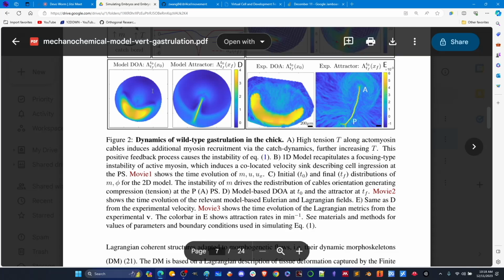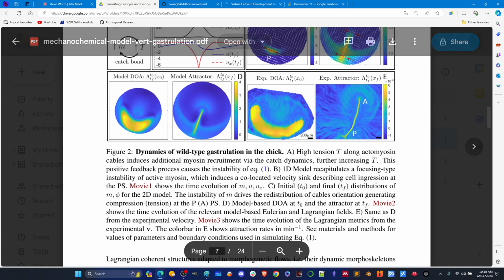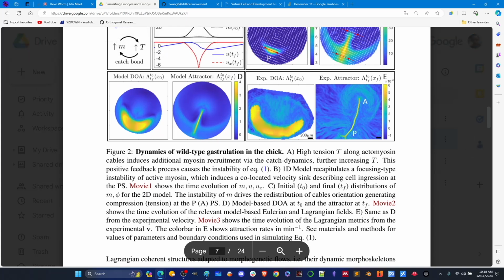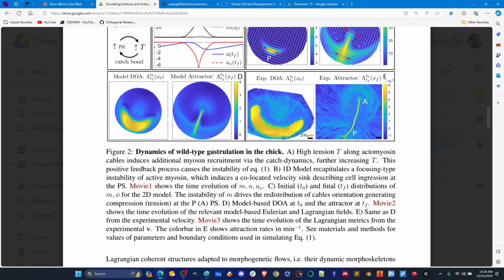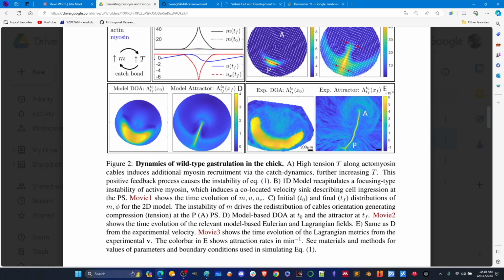Movie 2, which is the movie of this, in the supplemental materials, shows the time evolution of the relevant model-based Eulerian and Lagrangian fields. Eulerian, Lagrangian fields, same as D from the experimental velocity, that's E. So we're looking at model DOA, model attractor, and experimental DOA, experimental attractor. Basically, we have the mathematical model, and then we have experimental observations. So they match up pretty well.